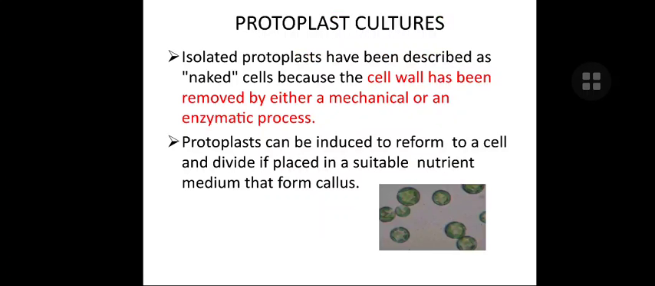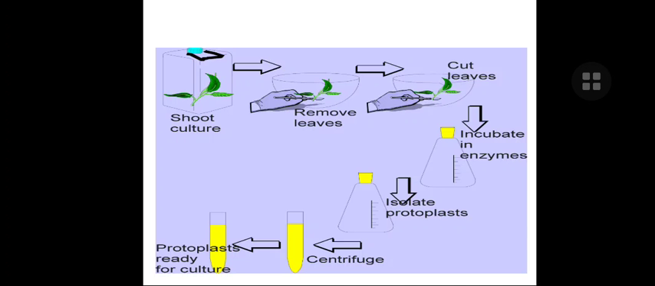Next is protoplast culture. For the isolation of protoplast, we need to do some mechanical or chemical treatments. The plant cell usually has a cell wall. So the cell wall is removed by mechanical or chemical means or enzymatic process, and what we get after that is known as the protoplast. The protoplast is much easier to culture than the whole cell with the cell wall, so it can be introduced into nutrient media and cultured to form the callus. So this is the process of protoplast culture.